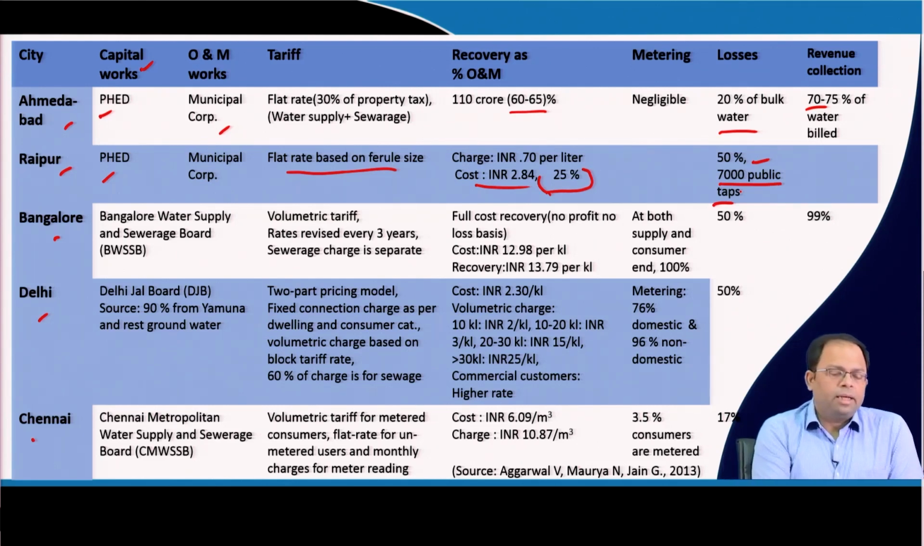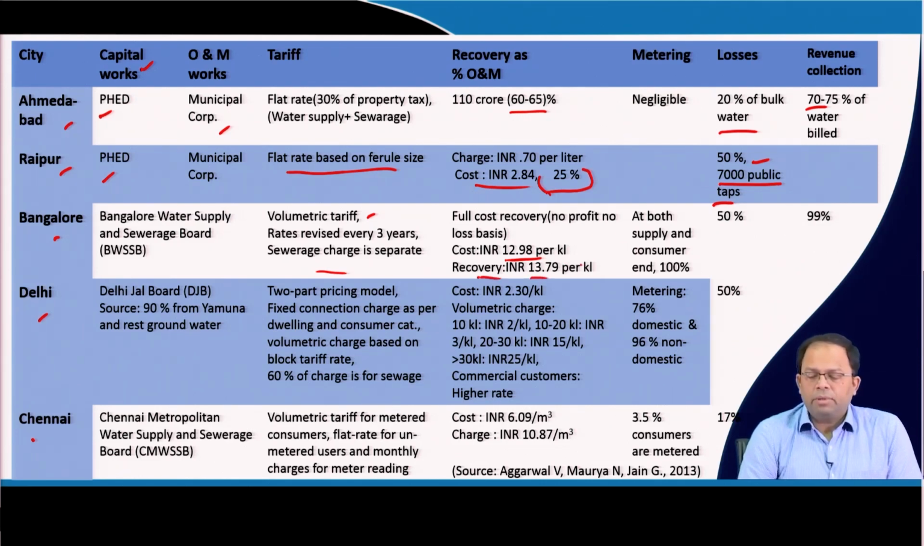Then in Bangalore, we have the Bangalore Water Supply and Sewerage Board, and as you can see, they do both capital works as well as operation and maintenance. Bangalore is one of the only cities where a volumetric charge tariff is set, rates are revised every 3 years, and the sewerage charge is separate. So Bangalore is pretty advanced in that way, and full cost recovery is being undertaken on a no profit, no loss basis. The total cost of service is around 12.98 per kiloliter, whereas recovery is around 13.79 per kiloliter.